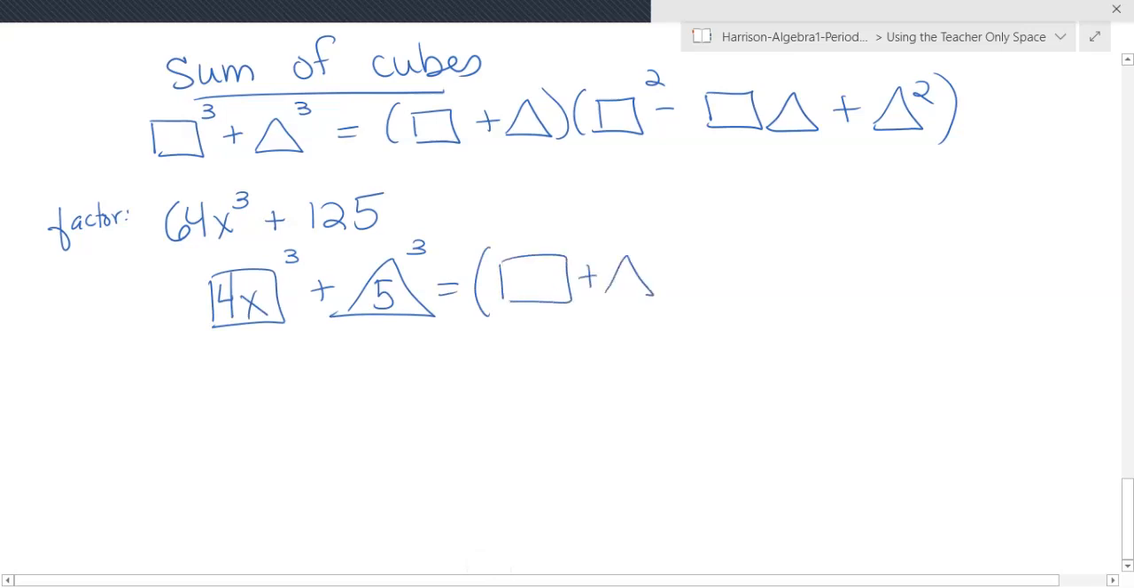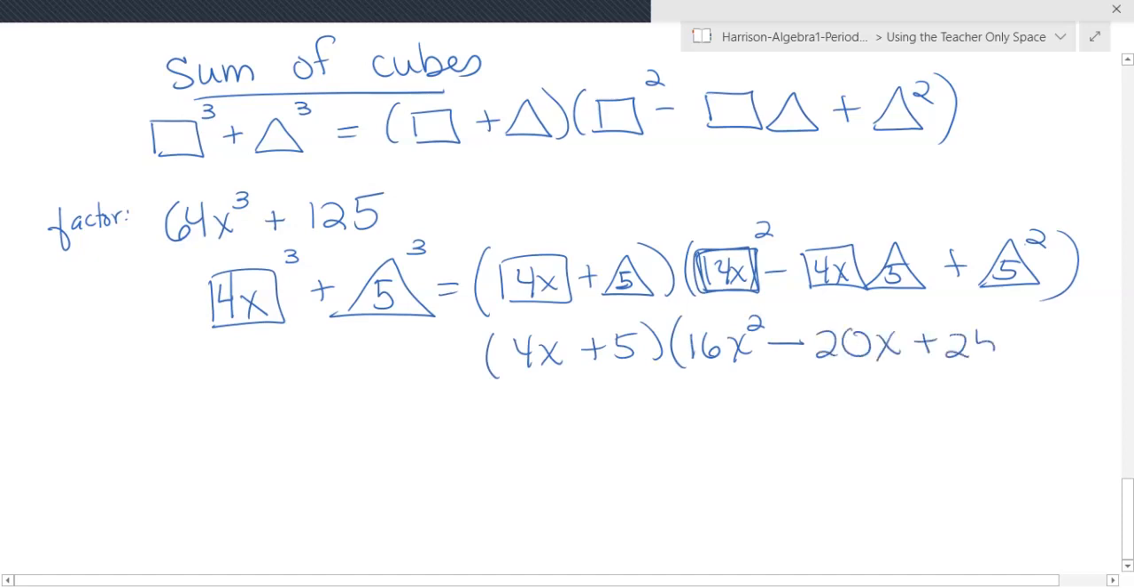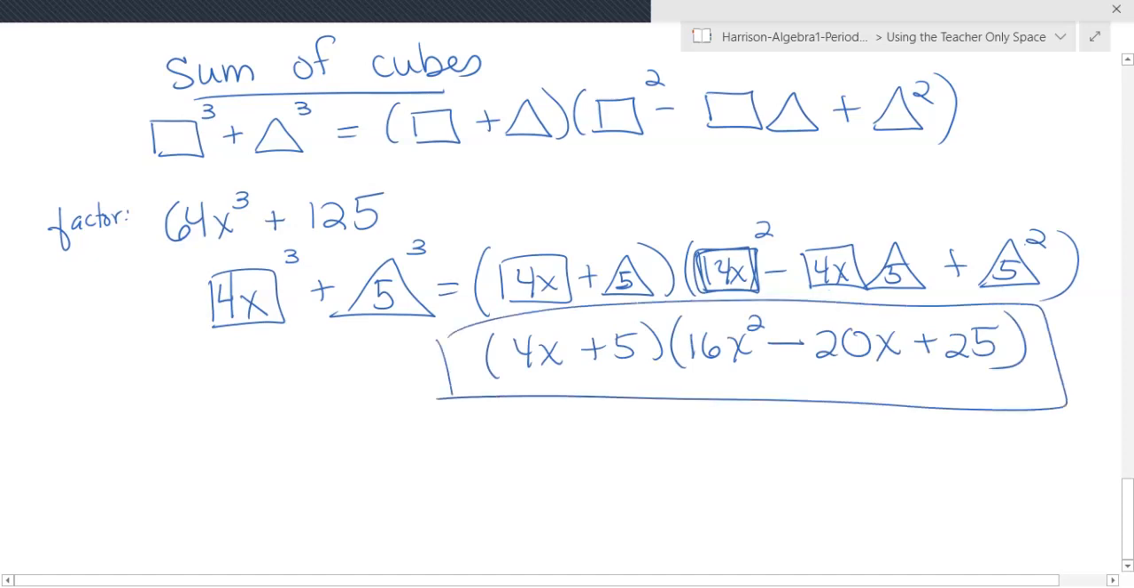So again, using our boxes is just sort of a good way to make sure we get everything plugged into the right place. So 4x plus 5, and then forgot my square, my formula. 4x everywhere there's a box, 5 everywhere there's a triangle. And then we clean up by removing our boxes. So 4x plus 5. Remember, this tells us to square everything in the box. So 4 squared is 16, x squared, 4x times 5 is 20x, plus 5 squared is 25. So that is our result.